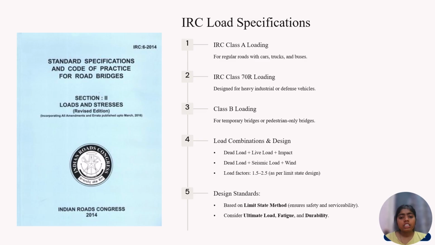So what does class A say? For regular roads with cars, trucks and buses. Class A means when we have to design roads for regular traffic such as cars, trucks and buses, meaning intercity roads, we need to follow class A loading. When we design for heavy industrial or defense vehicles, then we have to follow IRC class 70R loading.